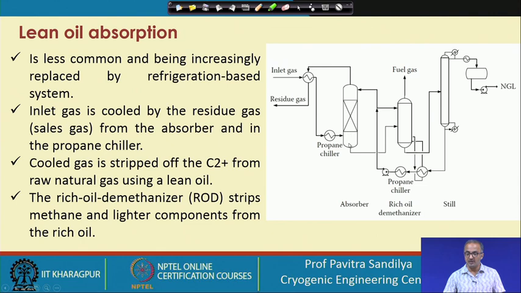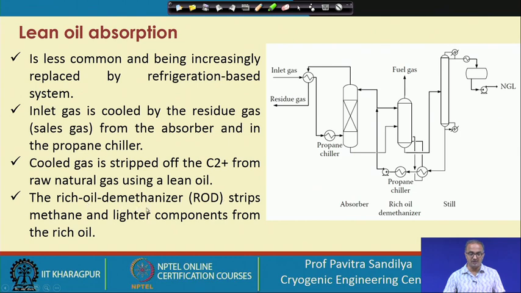the lean oil. During this contact, this particular thing signifies a packed bed. The gas is moving up, and as it moves up, the oil takes up the higher hydrocarbons, C2 plus, that is ethane and higher hydrocarbons, and the gas we get here will be richer in methane. So, from here we are getting the higher hydrocarbons.